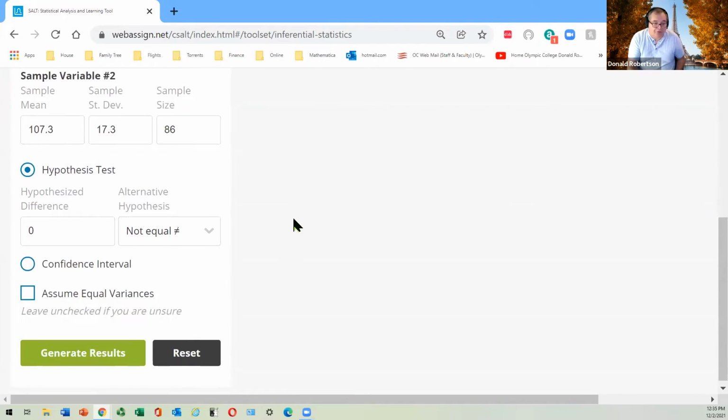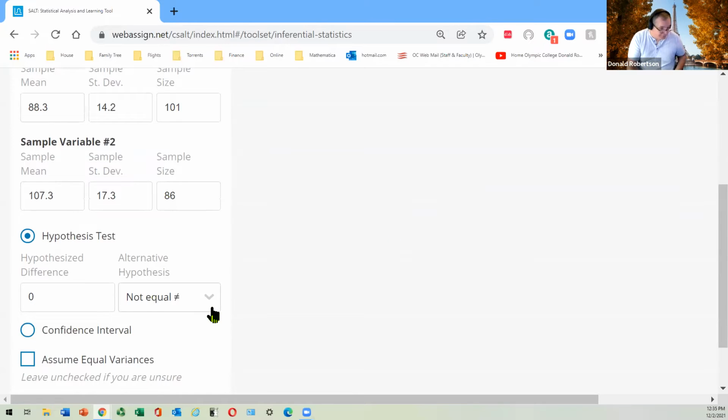Now, we've got a hypothesis test here. If I assume that women go at less speed than men, I'll use that one. If I want to test that they're just different from each other, wouldn't I do that one?